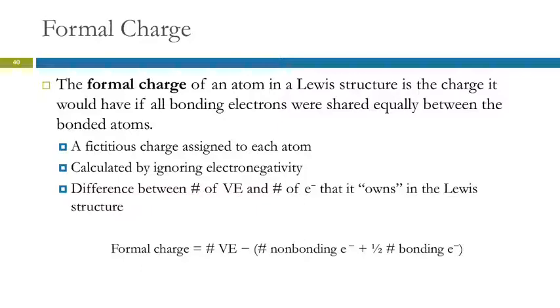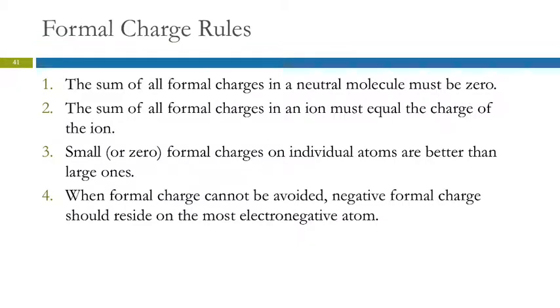If you like math equations, go ahead and use this. The formal charge is equal to the number of valence electrons that that atom has minus the number of non-bonding electrons and half of the bonding electrons. That works, but I think it's tedious, so I'm going to show you a different way to do it.